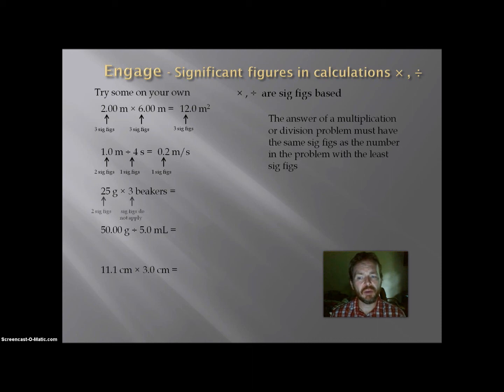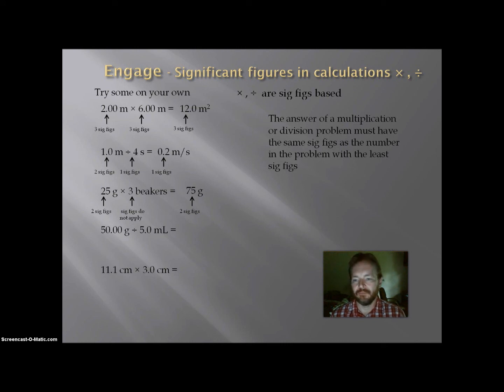Example number 3, the 25 grams has 2 sig figs. The 3 beakers is a counted number. I'm just taking 3 beakers that I have. So their sig figs do not apply to the 3 beakers. The smallest amount of sig figs in the problem is 2 from the 25 grams. So my answer should have 2 sig figs. So I report my answer as 75 grams.